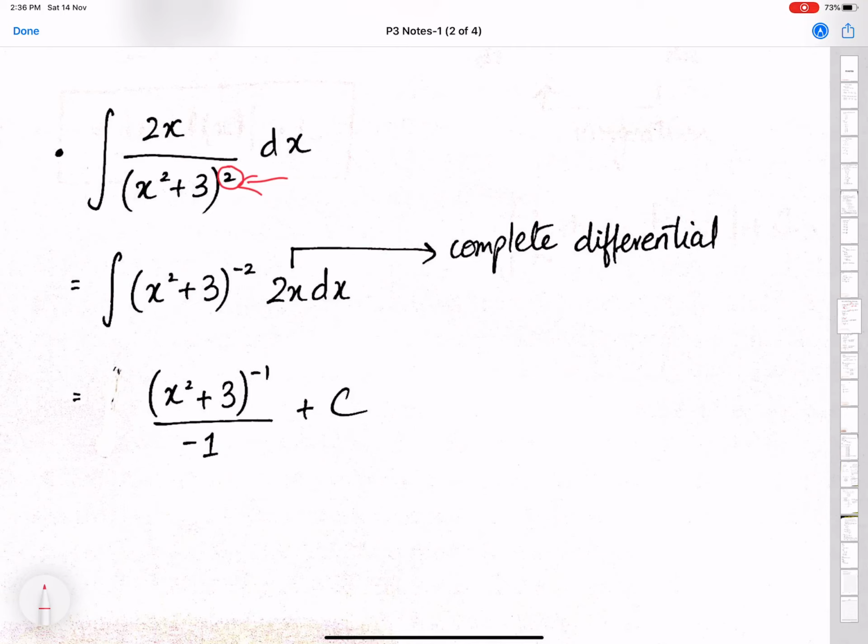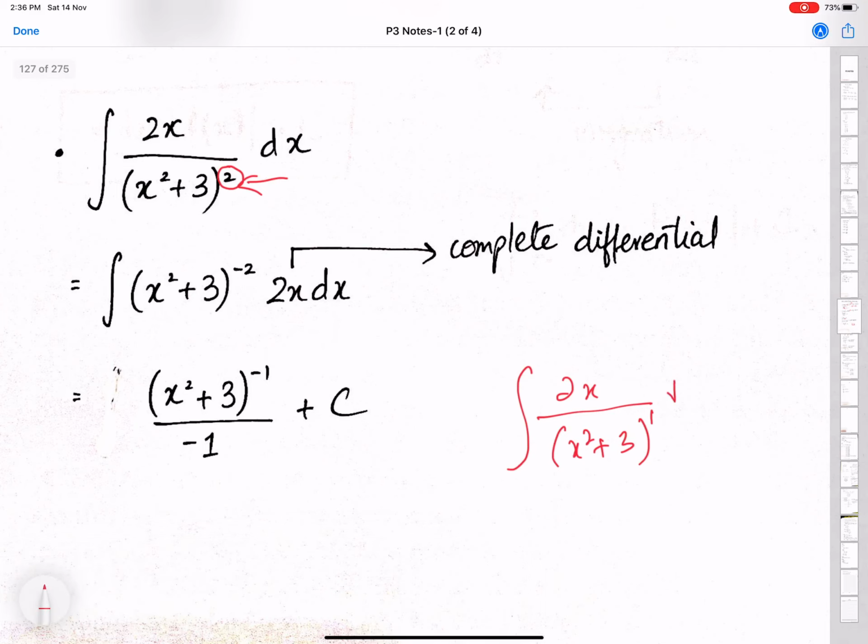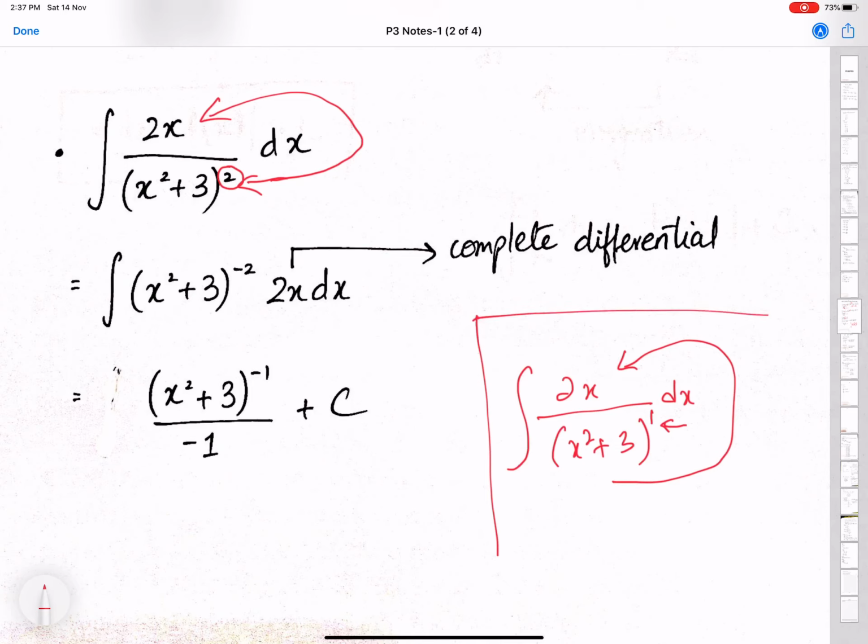What if we had this function, 2x over x square plus 3 power 1? When the power of the function is 1, never bring the function in numerator. If the power is anything except 1, always bring the function in numerator. Like in this case, you need to bring this here. So make sure you observe the function carefully.